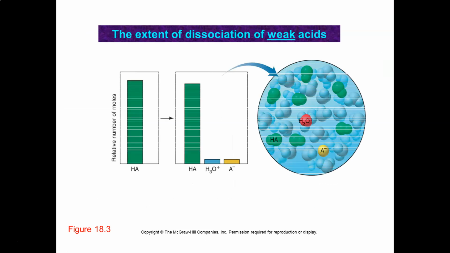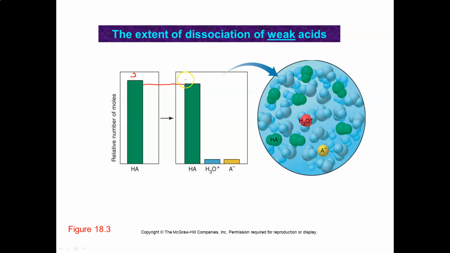Now let's take a look at weak acids. Generic weak acid, HA, right here. Once you mix it with water and it dissociates, look how much dissociated. Hardly any. A little bit of our HA broke apart into H plus and A minus ions. So let's say we started with 3 molar of HA.